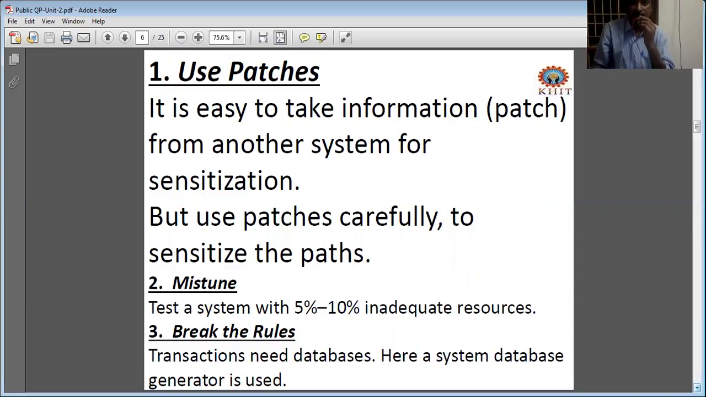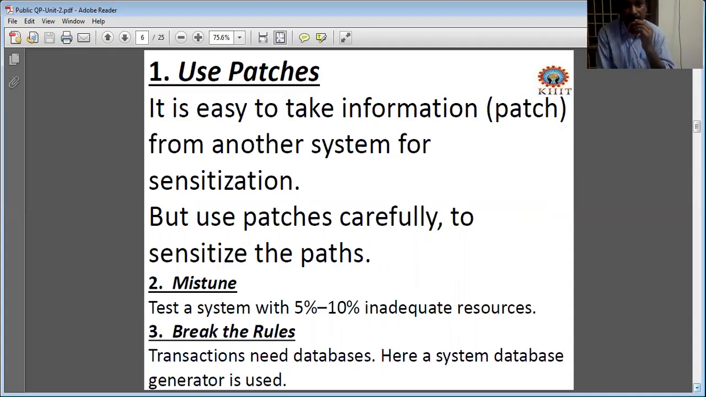Use patches. It is easy to take information that is patched from another system for sensitization, but use patches carefully to sensitize the box. Then mistune: test a system with 5 to 10% inadequate resources.